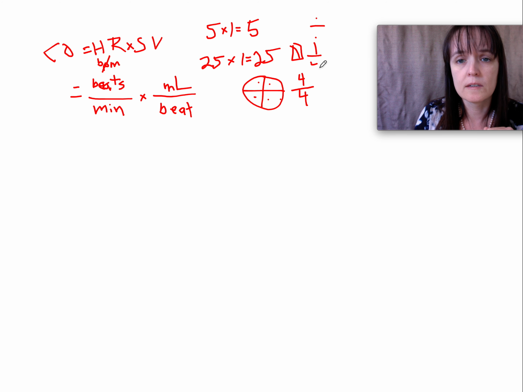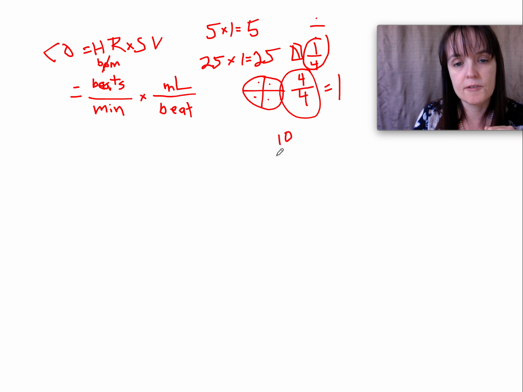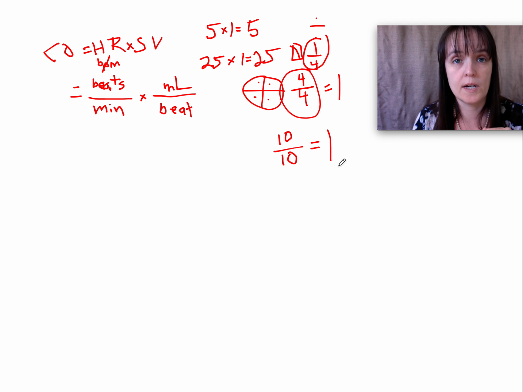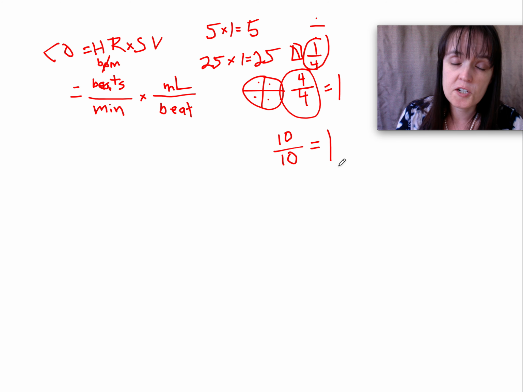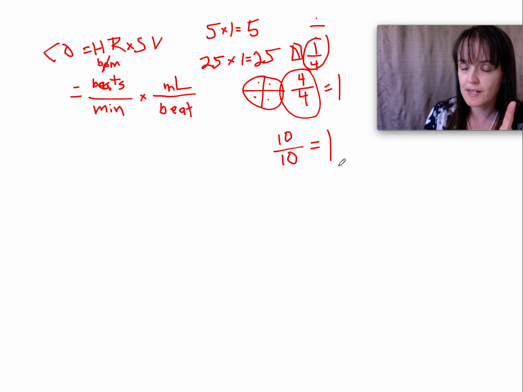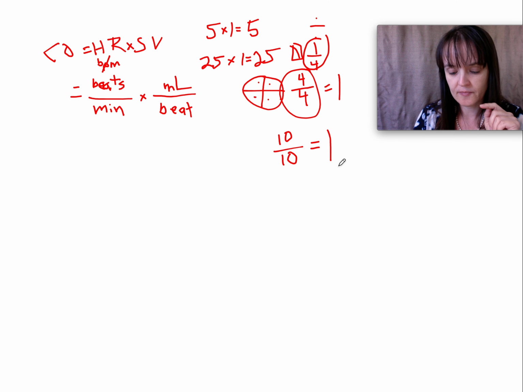That's 1 quarter. So if you eat 1 of these, you've eaten 1 quarter of the pie. If you eat all of these, you've eaten 4 quarters of the pie. And how many pies is that? That is 1 pie. Now, if you took the same pie and cut it into 10 divisions and then ate all 10 of them, how much pie did you eat? 1 pie.